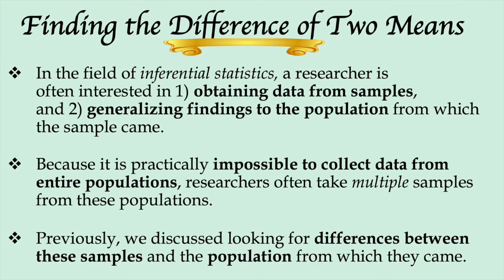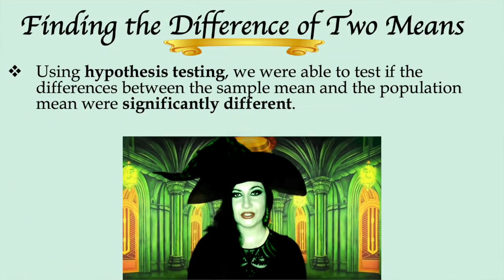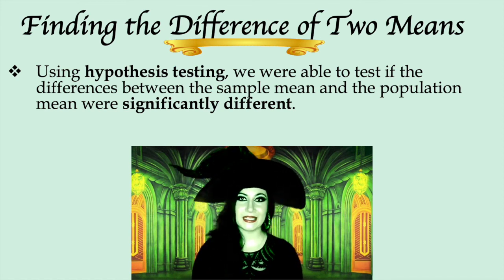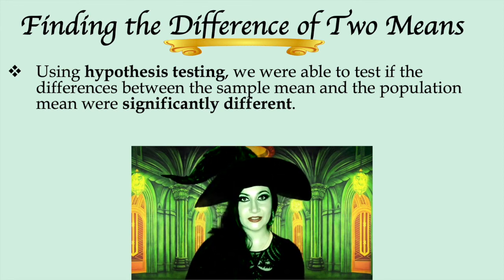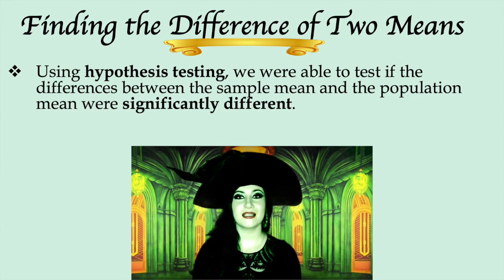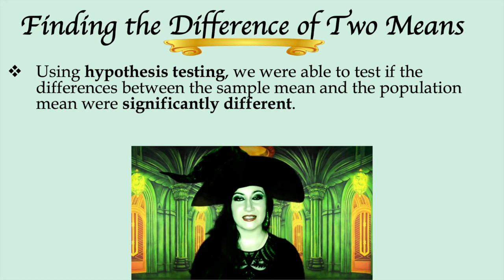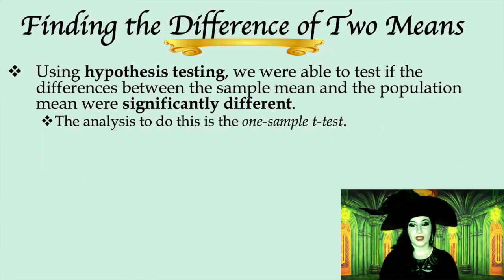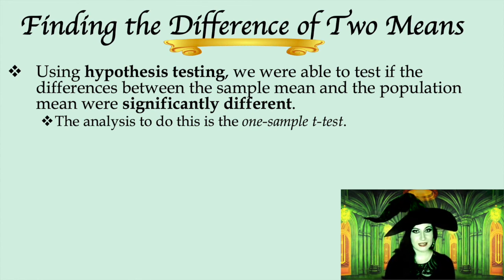And so previously we discussed looking for differences between the samples and the population from which they came. So using hypothesis testing, we were able to test if the differences between the sample mean and the population mean were significantly different from each other. Remember, in research, values may differ from one another, but we must conduct statistical analyses to see if the differences that are in existence are actually significantly statistically different from each other. So, the analysis that we use to compare a sample to a population is called the one-sample t-test.